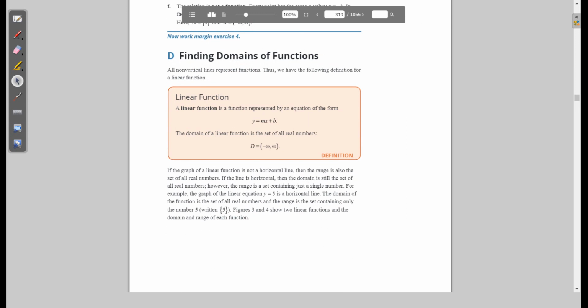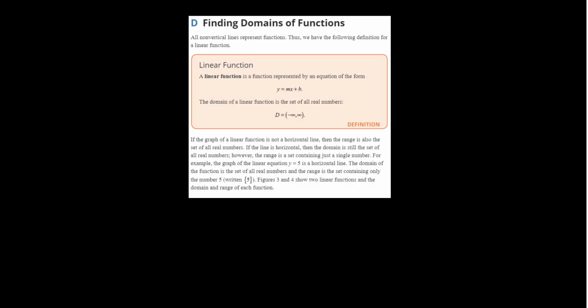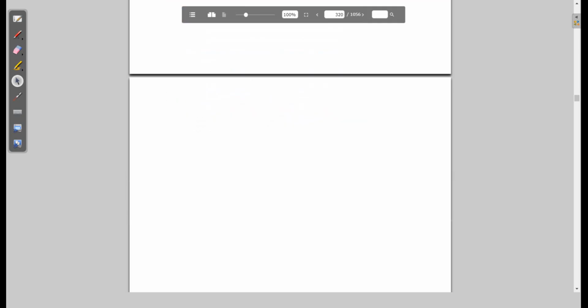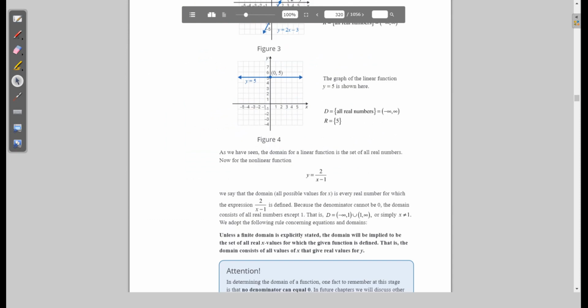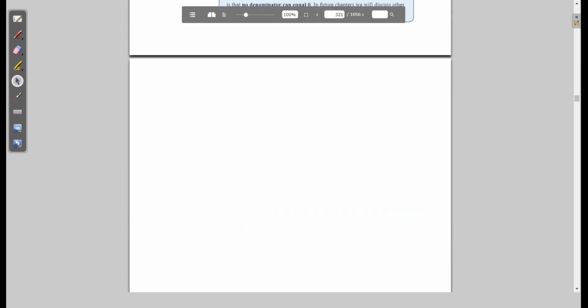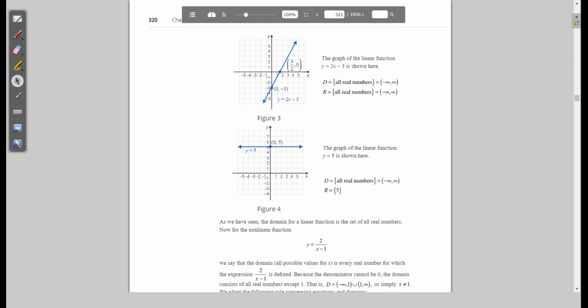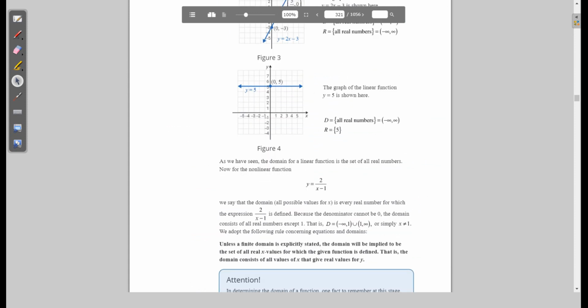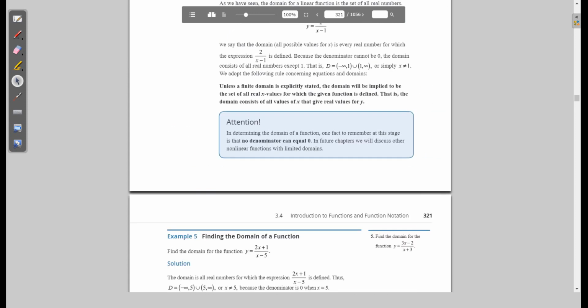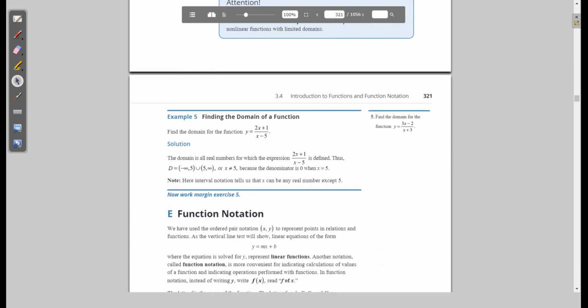I don't know. So finding the domains of functions. You're going to be finding the domain of functions, oh man, honestly, until you're done with your math courses. Let's see, I think I can word this a lot better. Okay. So example 5. Let's jump to example 5.